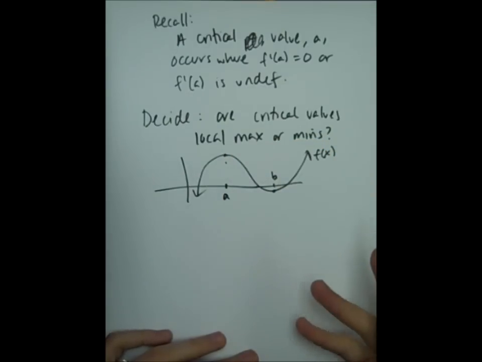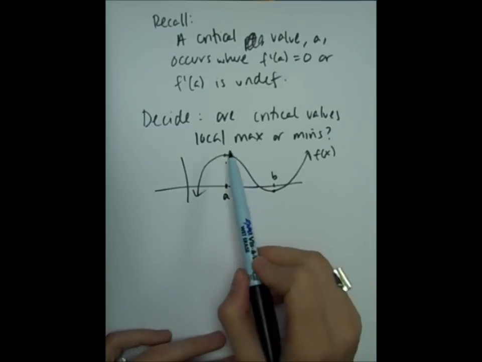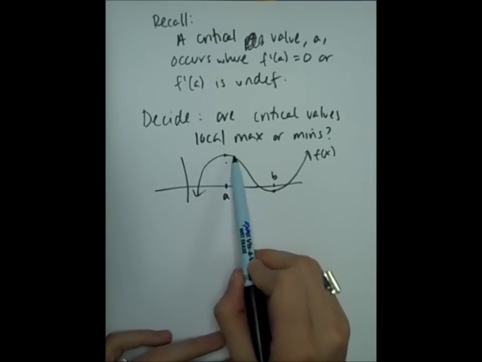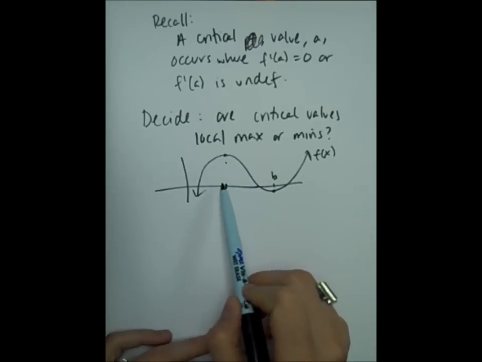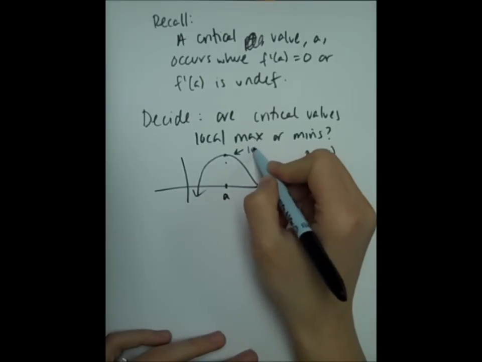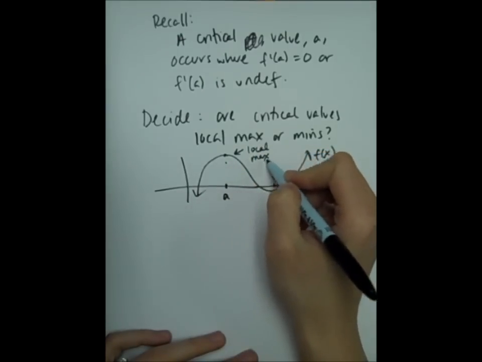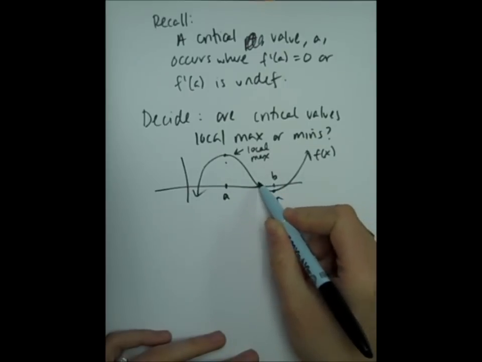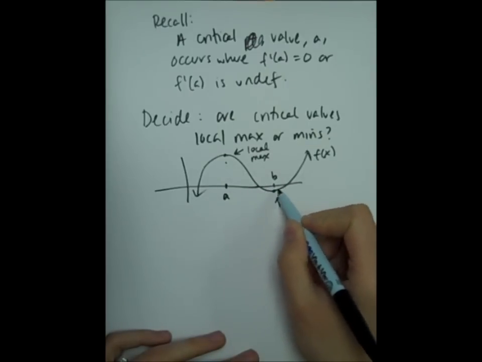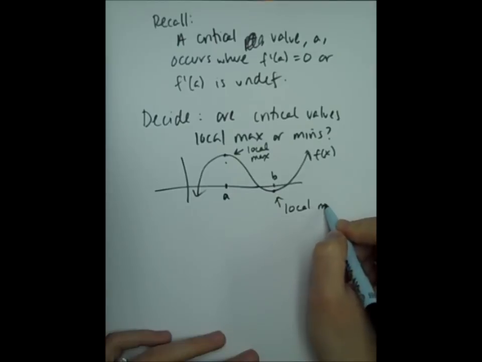Which one is a local max and which one is a local min? Well, local max means that my y value is the largest, relatively speaking, to that point. So this is a local max. Here, you can see my y value is kind of the smallest in this little area, so this is a local min.